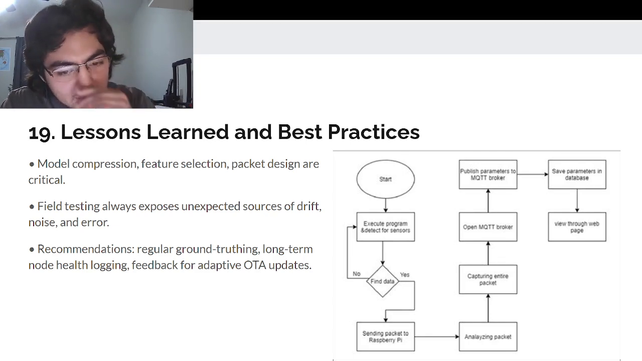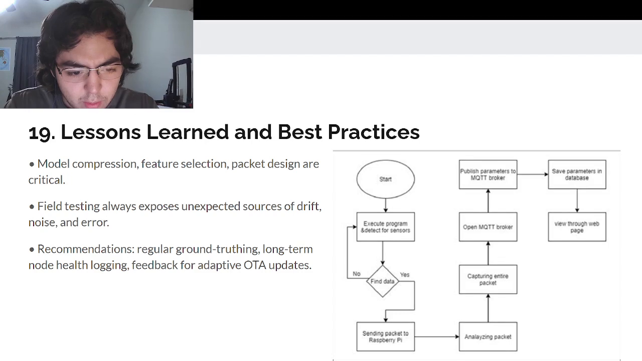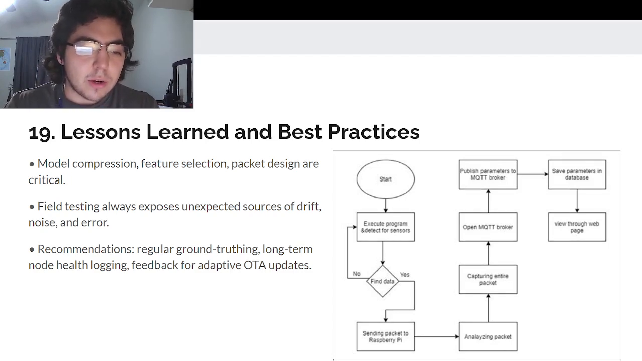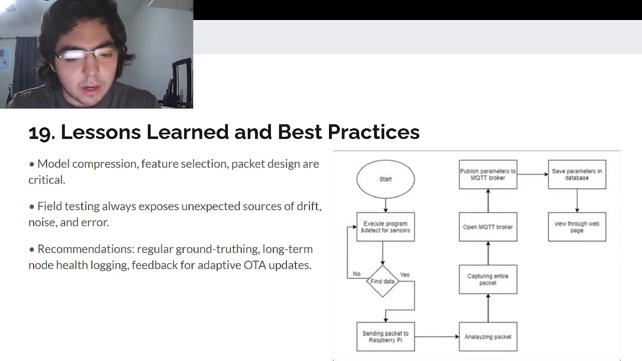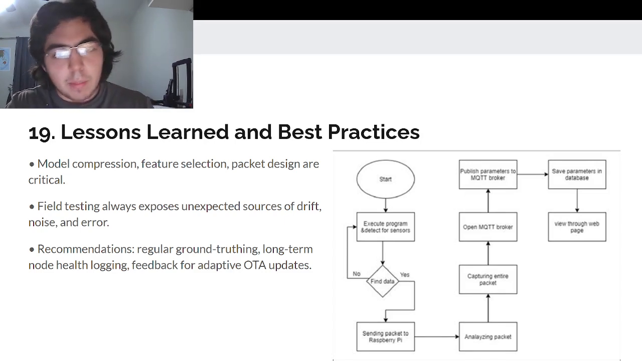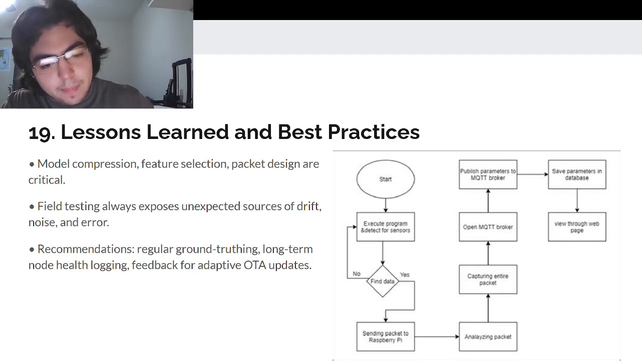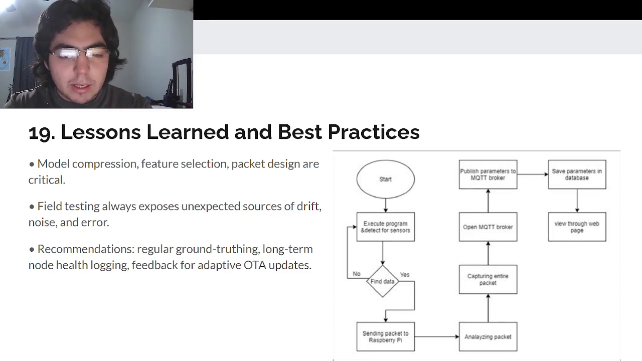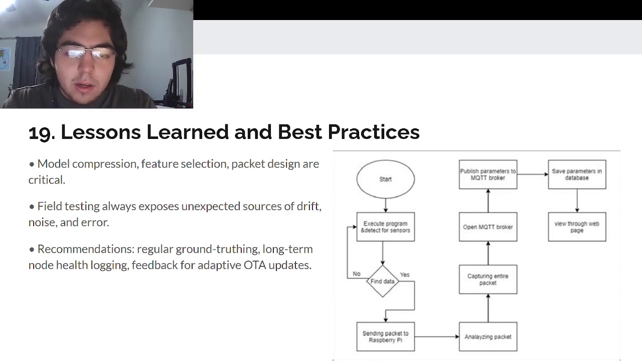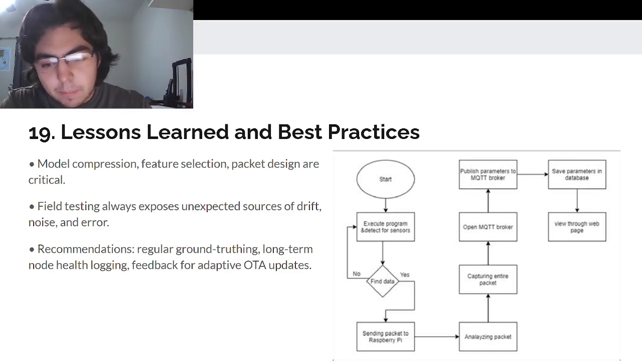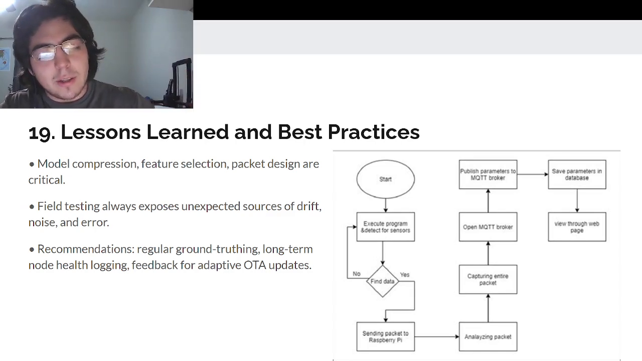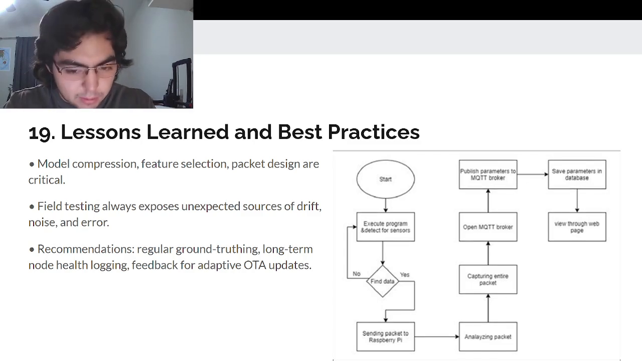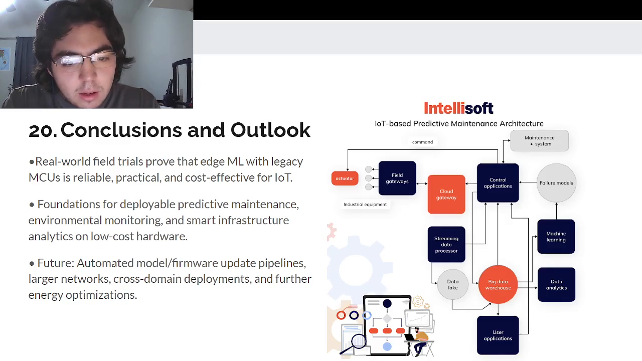And recommendations would be regular ground truthing, long-term node health logging, feedback for adaptive over-the-air updates. So like I said, maintenance-wise, it would be hard for somebody to go to every single node. So a good practice for the future would be if there was a way to make it so that the 8051 could be updated based on errors found virtually online and whatnot, so that somebody wouldn't actually need to go to that node. In this way, the number of nodes could be increased from a small scale of like 10 to like 50 for bigger buildings and whatnot, or 500.